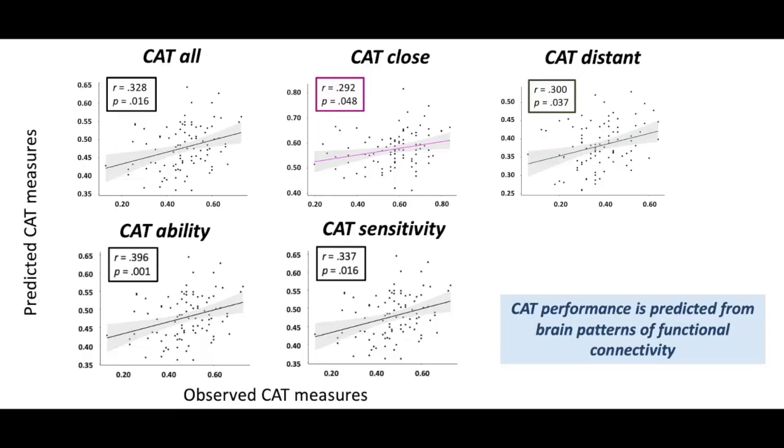Here we can see six different results from independent connectome-based predictive modeling analyses. We perform this analysis for each of the CAT measures, as you can see here, and we observe in the y-axis the predicted values from the brain patterns of functional connectivity, and in the x-axis the real values of the participants. These significant correlations represent the significant predictions of these values from the brain patterns of functional connectivity.